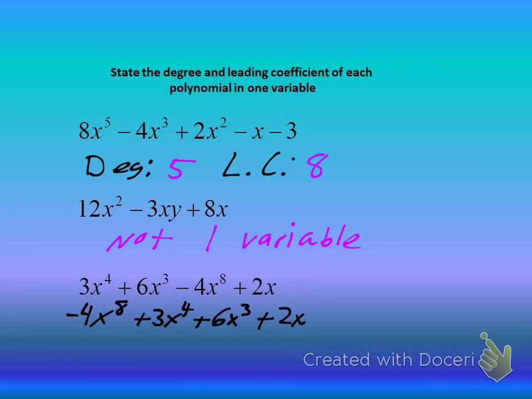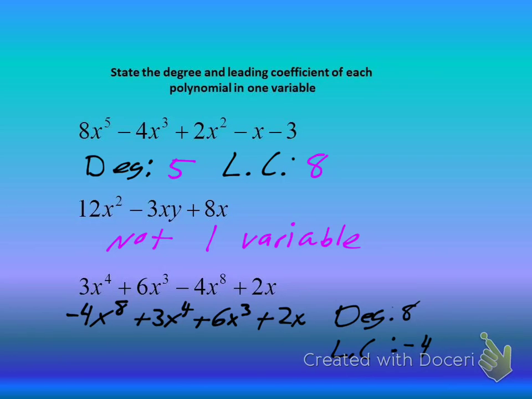Then ask yourself the same two questions. Degree: the degree is going to be 8. Leading coefficient is going to be what? -4. Now, do you have to rewrite it? No, you don't. But here's your words of warning: nobody messes up the degree. Nobody. Haven't seen it yet.